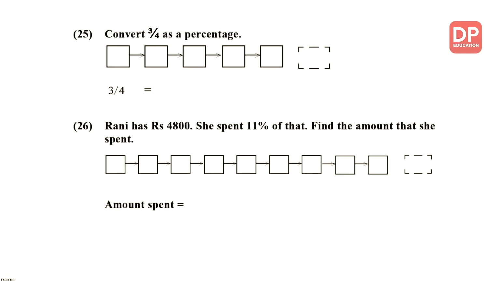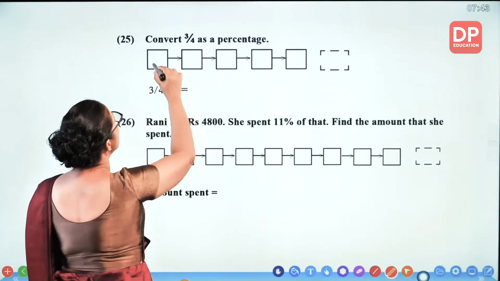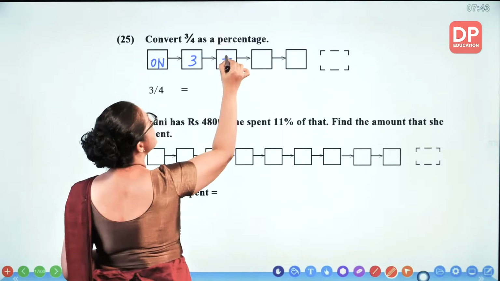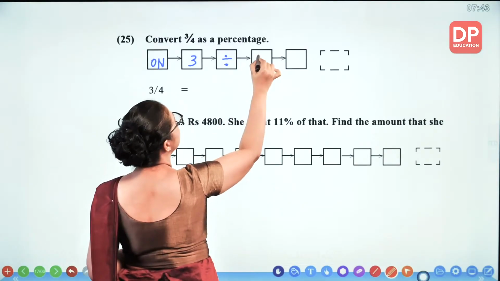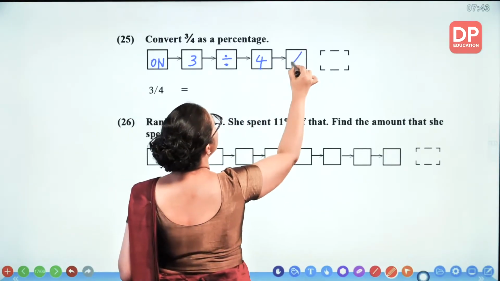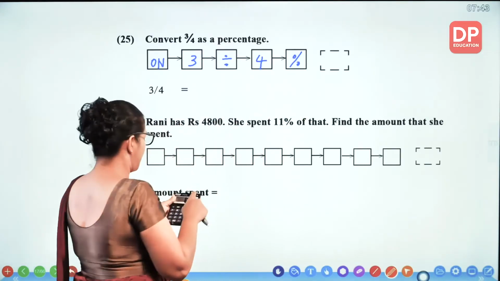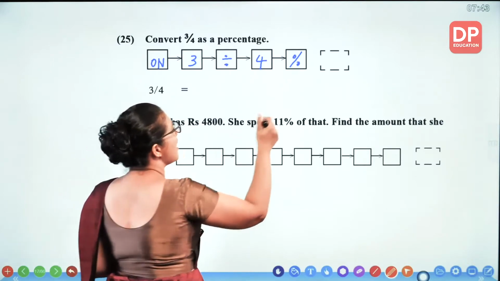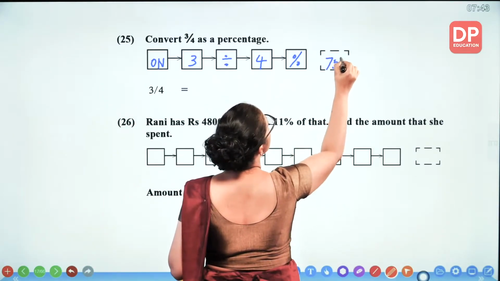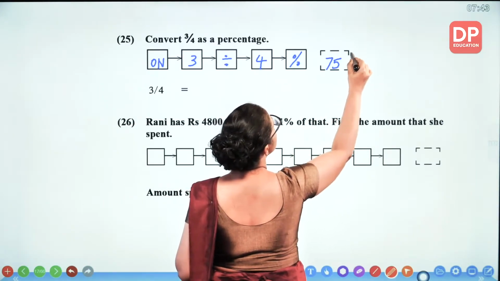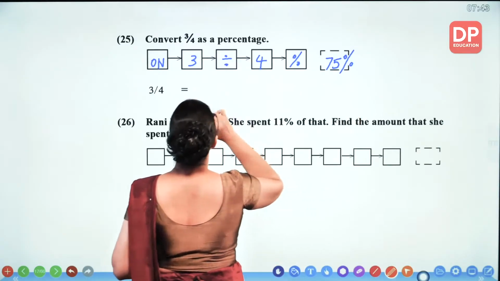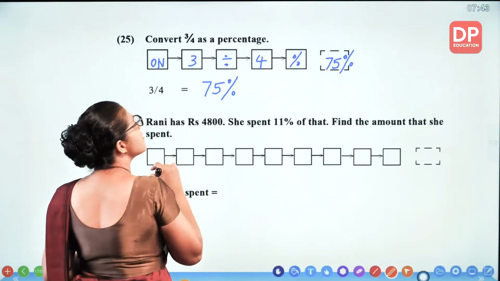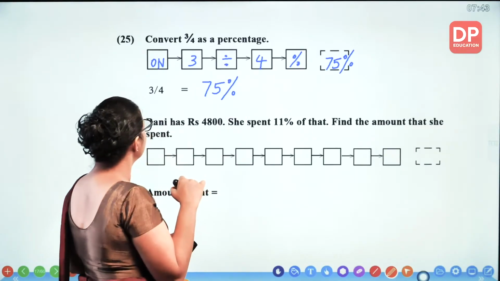Convert 3/4 as a percentage. So use the ordinary calculator. 3/4 means 3 divided by 4 and then the percentage sign. 3 divided by 4 and percentage sign, you get 75%. So actually this is 75%. You can write down the answer like this.